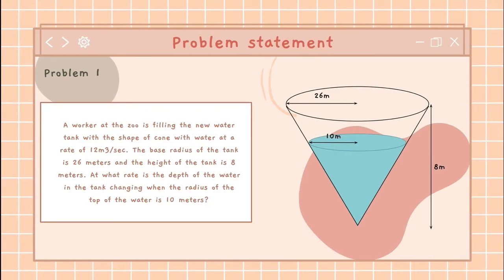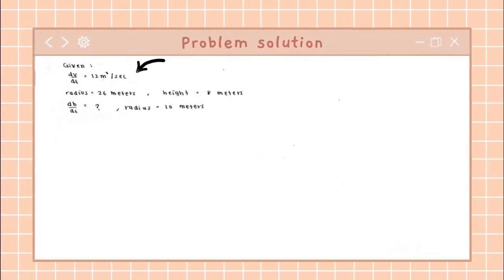Problem 1. A worker at the zoo is filling the new water tank with the shape of cone with water at a rate of 12 meter cube per second. The base radius of the tank is 26 meters and the height of the tank is 8 meters. At what rate is the depth of the water in the tank changing when the radius of the top of the water is 10 meters? From the information given, dV over dt is 12 meter cube per second, radius is 26 meters, height is 8 meters. And we have to find dh over dt when the radius is 10 meters.